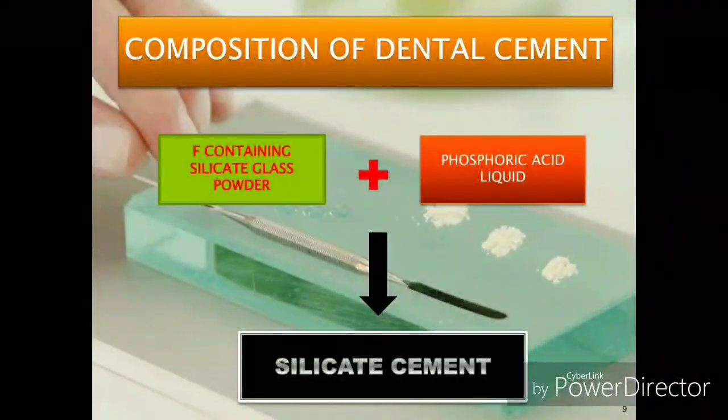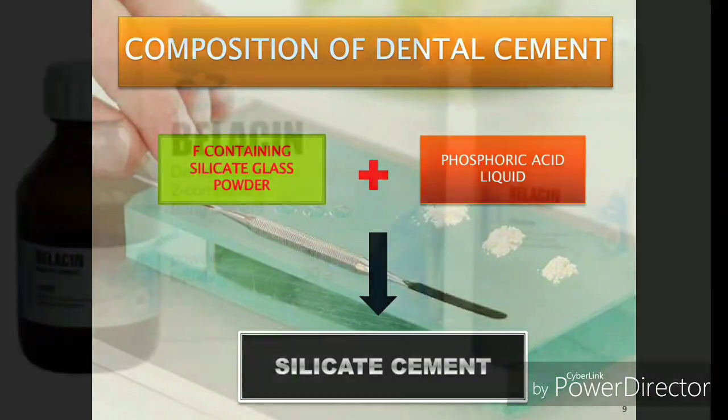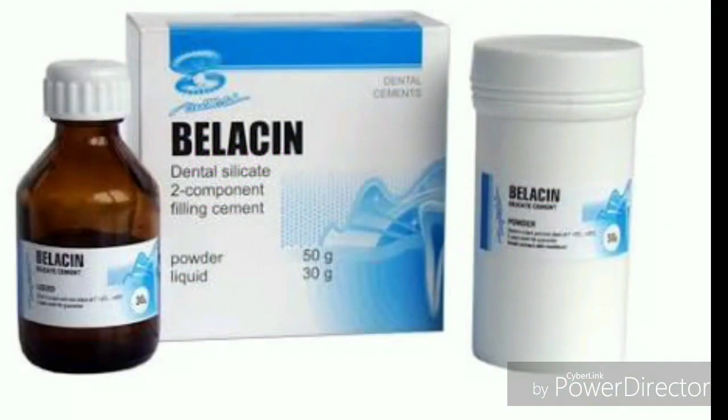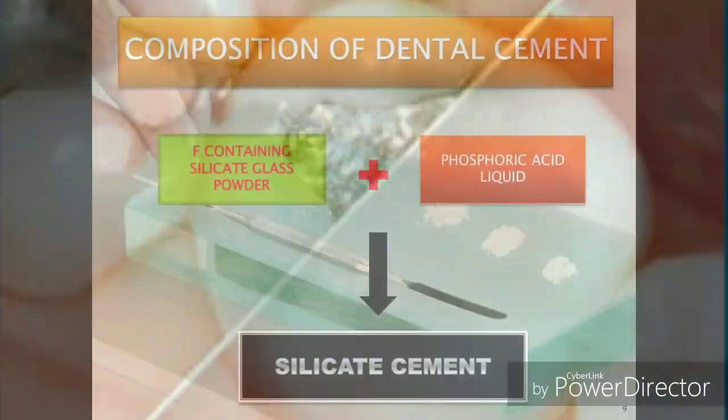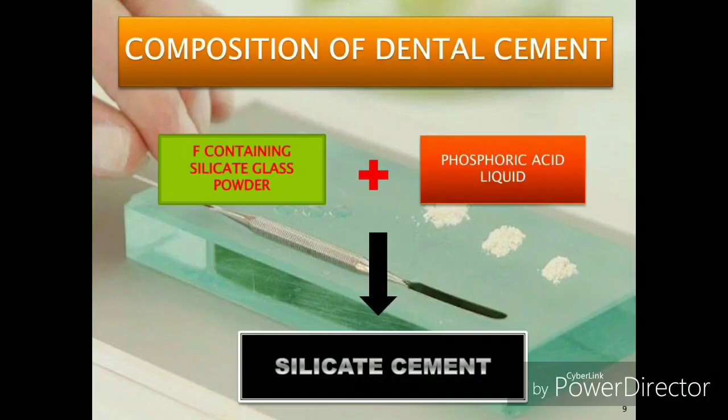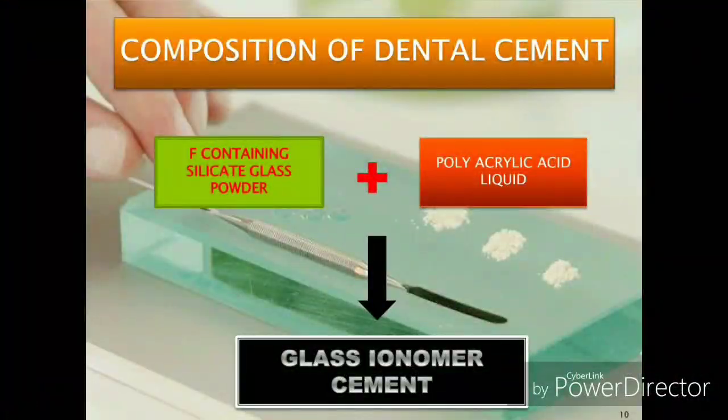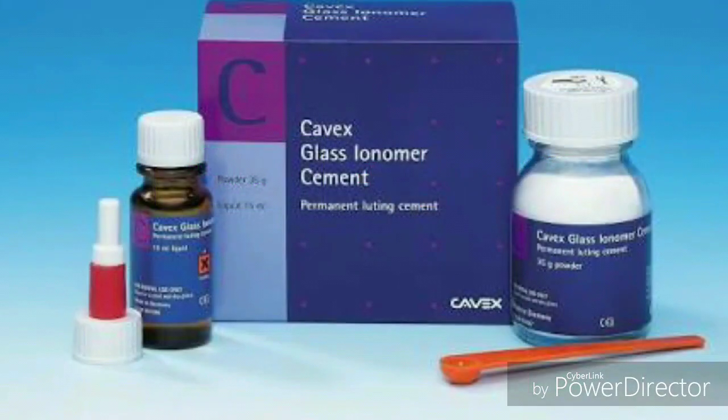Now coming to the second type of powder component, which is fluoride containing glass powder. When we mix fluoride containing silicate glass powder with phosphoric acid, we get silicate cement. This silicate cement has an anti-carcinogenic property, and it was initially used as a tooth-colored restorative material due to its translucency. The same fluoride-containing silicate glass powder, when mixed with polyacrylic acid, gives us glass ionomer cement.